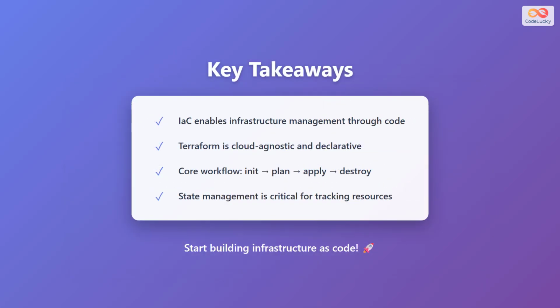Let's recap the key points from this tutorial. Infrastructure as code enables you to manage infrastructure through code instead of manual processes, bringing automation and consistency to your operations. Terraform is cloud-agnostic and uses a declarative approach, meaning you describe what you want and Terraform handles the how. The core workflow is simple. Initialize with init, preview with plan, execute with apply, and clean up with destroy. And remember, state management is critical for tracking resources and enabling team collaboration. With these fundamentals, you're ready to start building infrastructure as code. Practice with small projects, experiment with different providers, and gradually expand your skills. Happy building!